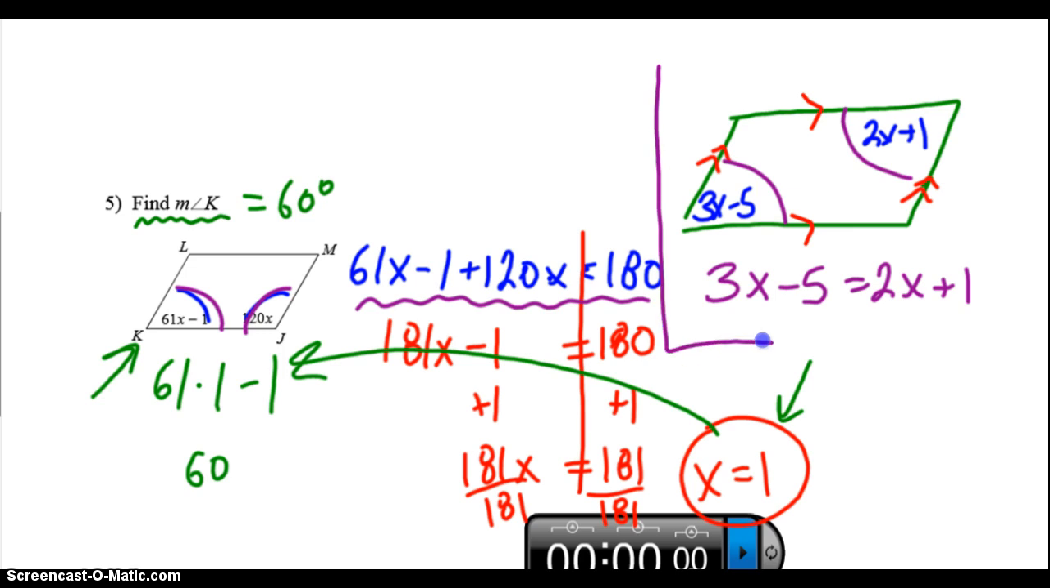And this problem that I just put up there, we would keep going. We'd solve just like we did before. But it's important to remember that in this case, the two angles add up to 180 degrees. And in this case, the two angles are congruent. They equal each other.